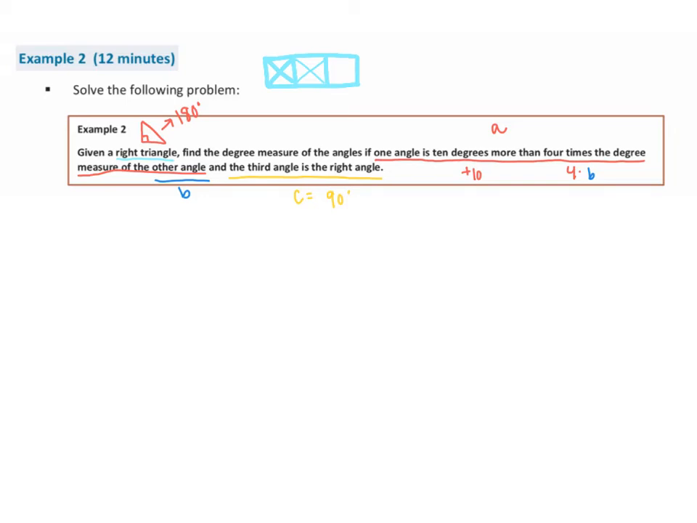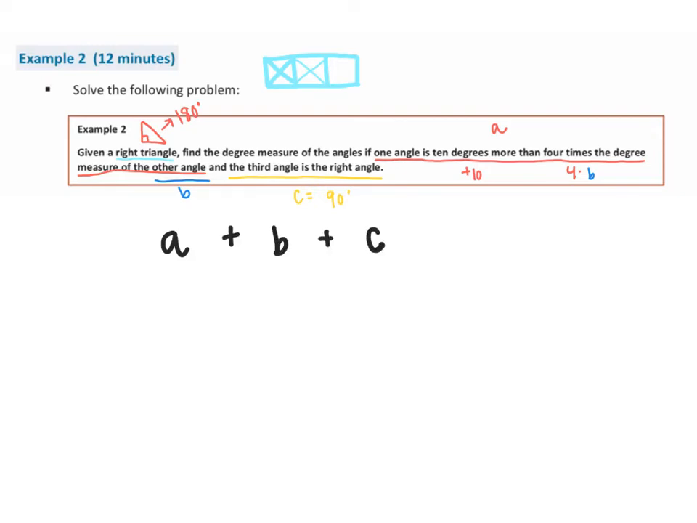The third time I read, I'm going to be defining my variables, that kind of stuff, and making sure I know what represents what. So given a right triangle, find the degree measure of the angles. If one angle is 10 degrees more than 4 times the degree measure of the other angle. The third angle is the right angle. So I have 3 angles. A, oops, that's too big. I have A, B, and C.